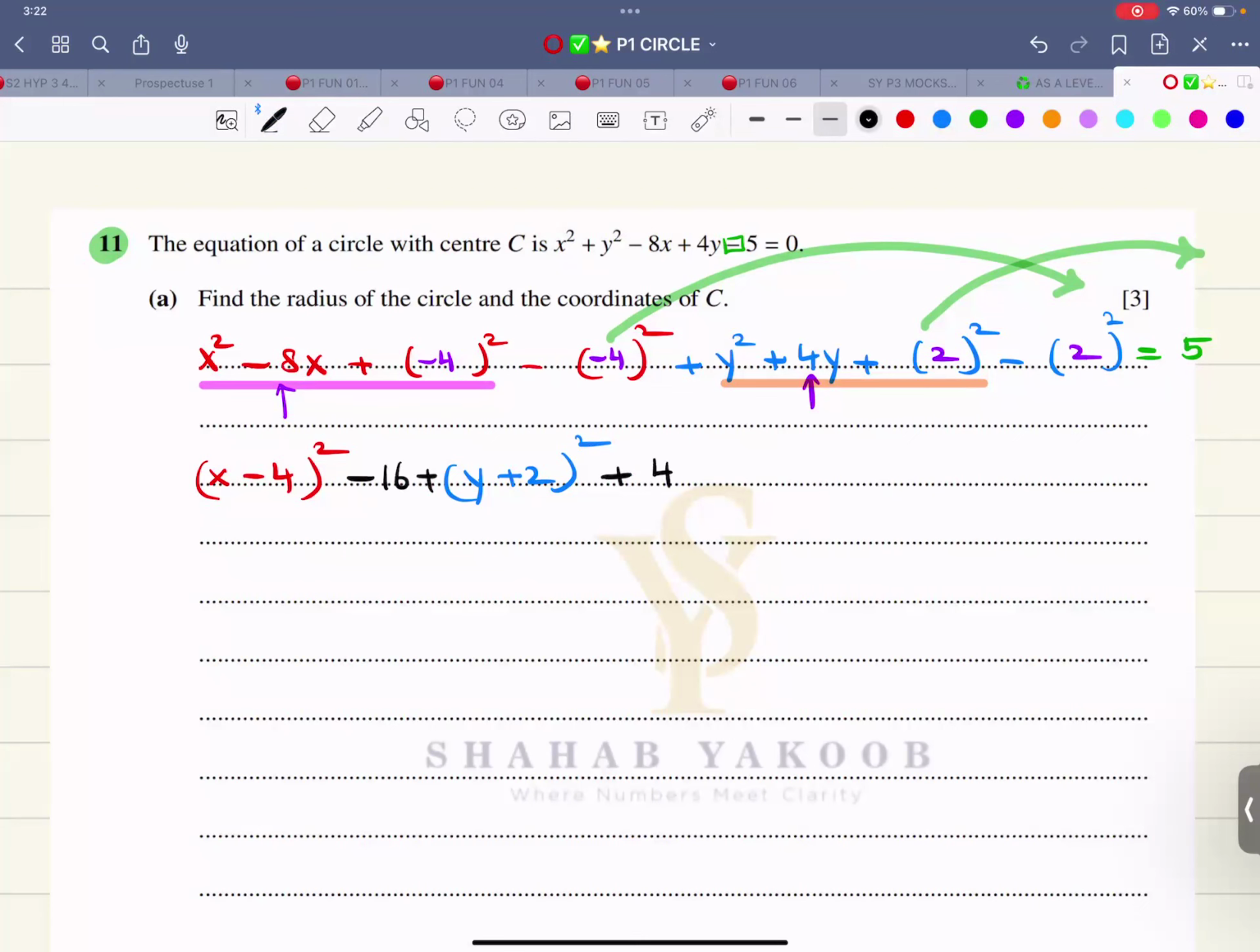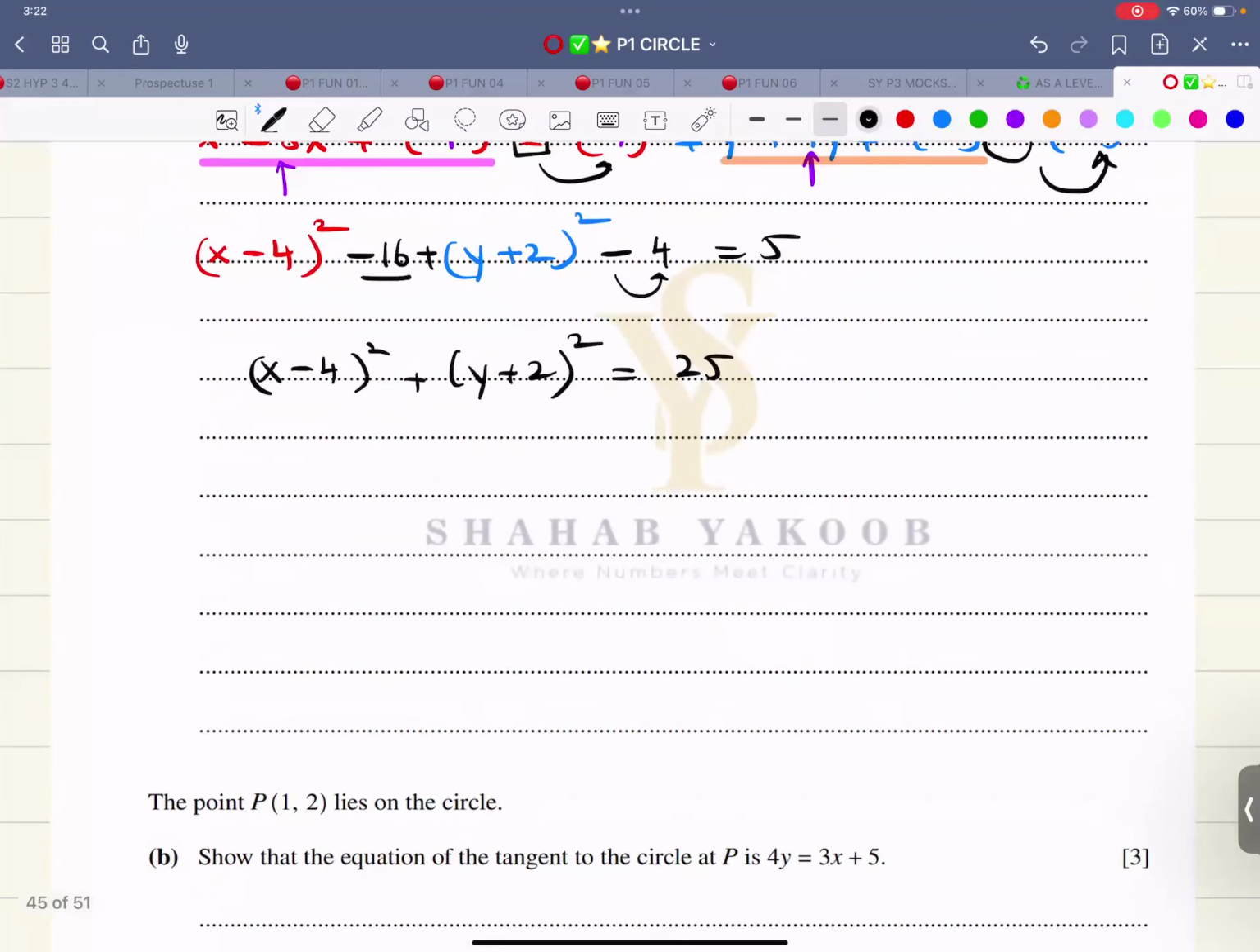Actually, first add, then subtract. And this is also negative 4. I'm talking about this one over here, that is this. And then 5 is on the other side. So therefore, x minus 4 whole square plus y plus 2 whole square is equal to 16 plus 4, which is 20, plus 5, which is 25.